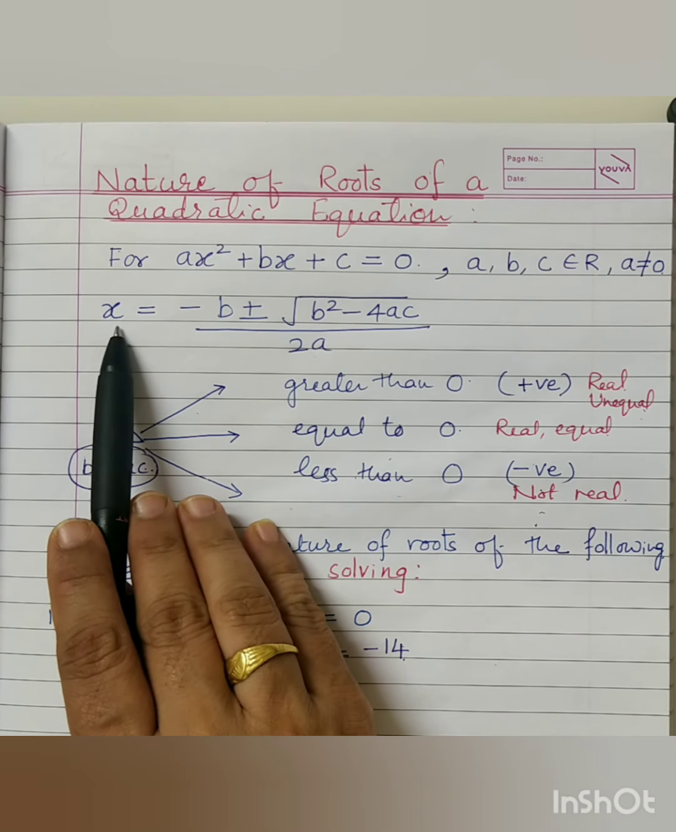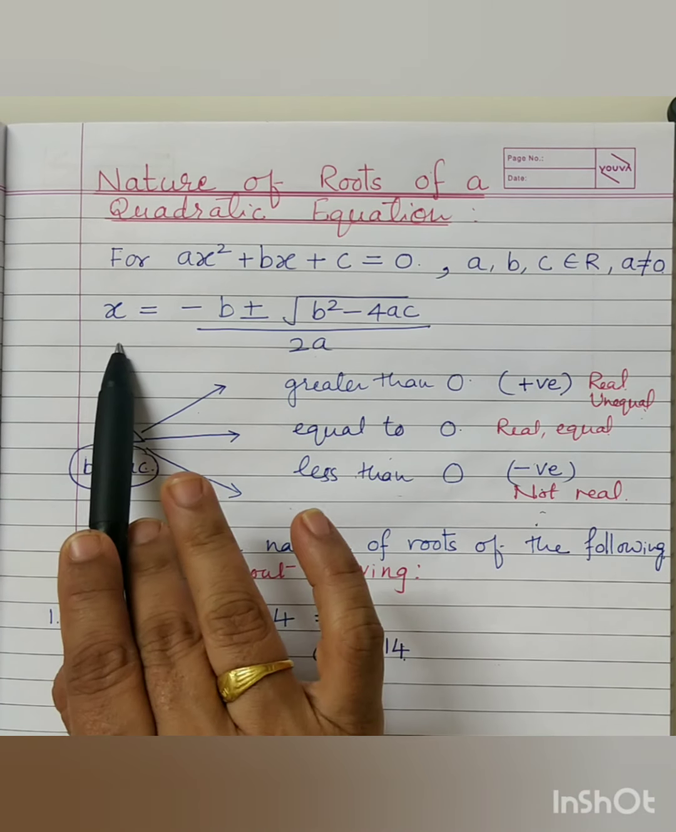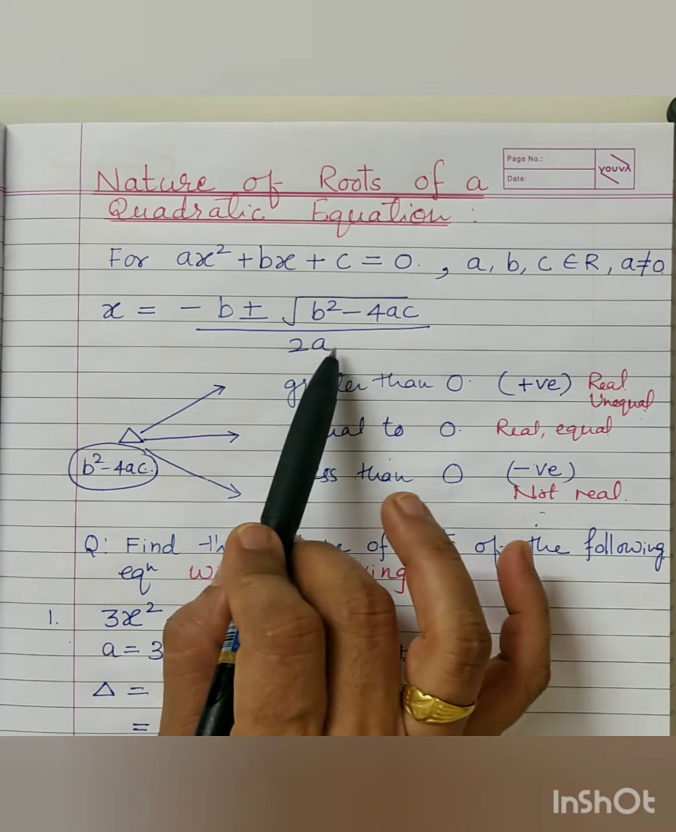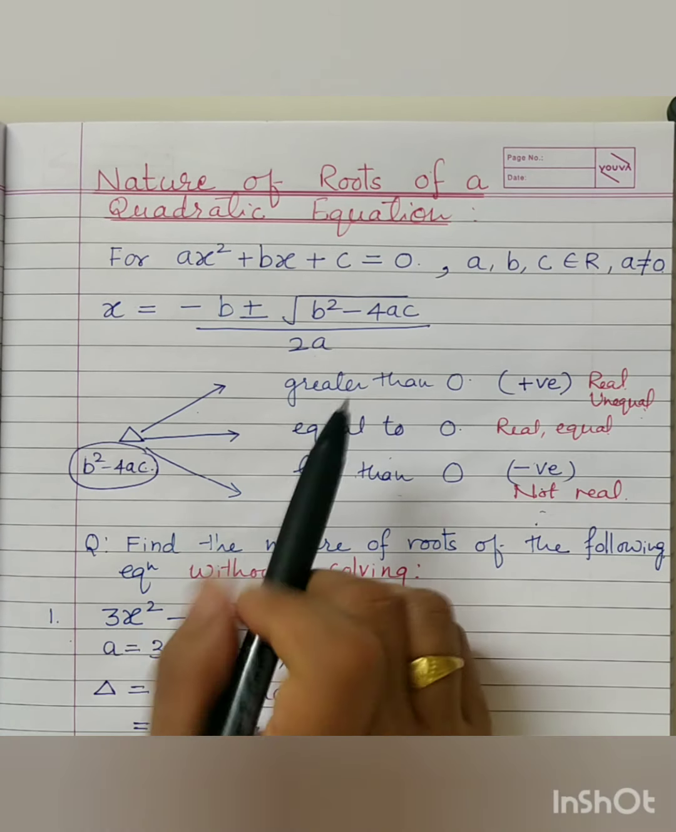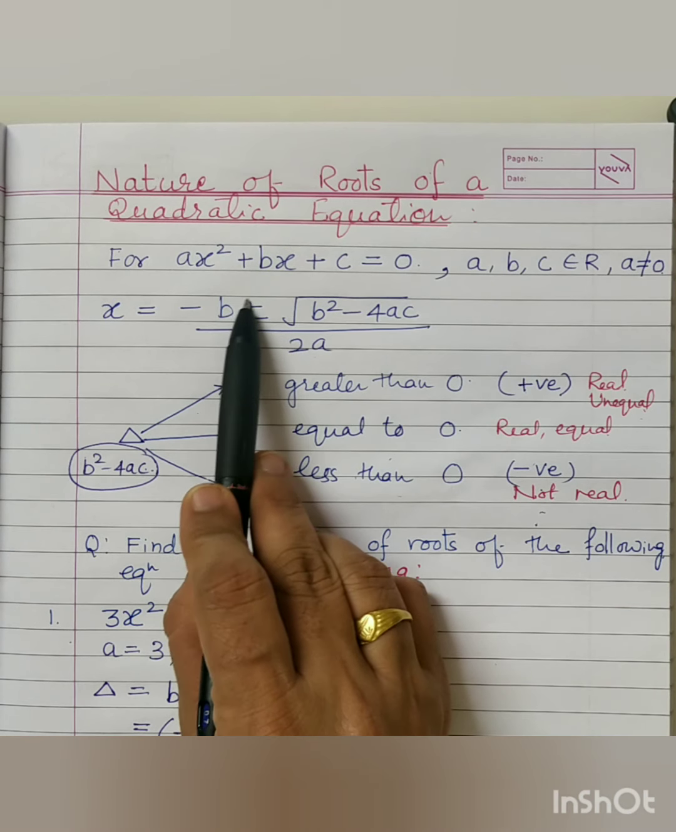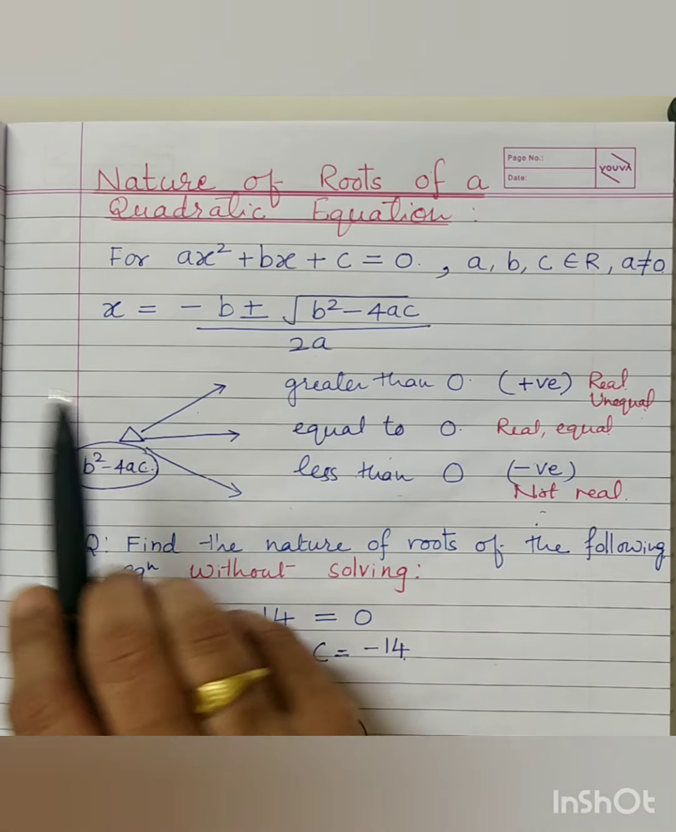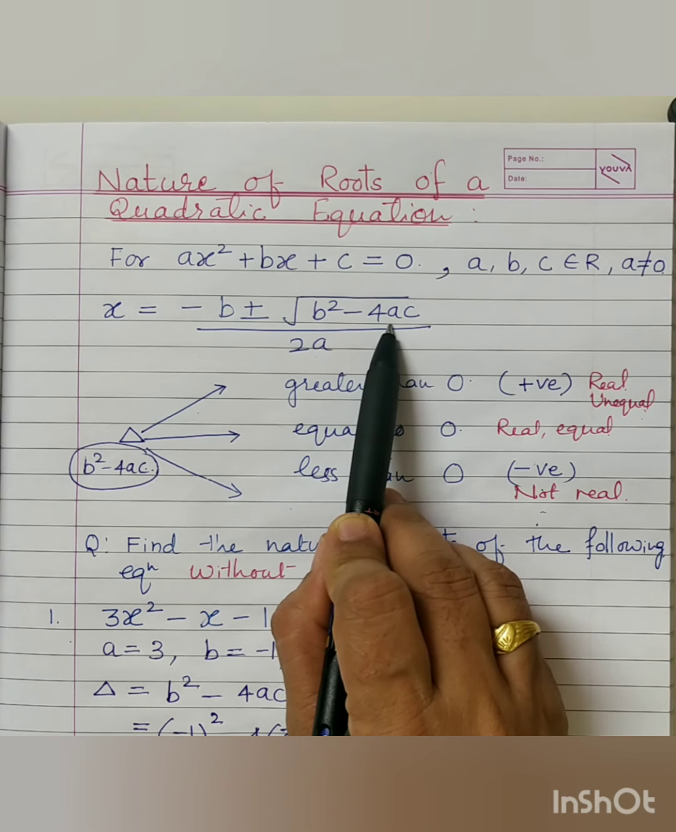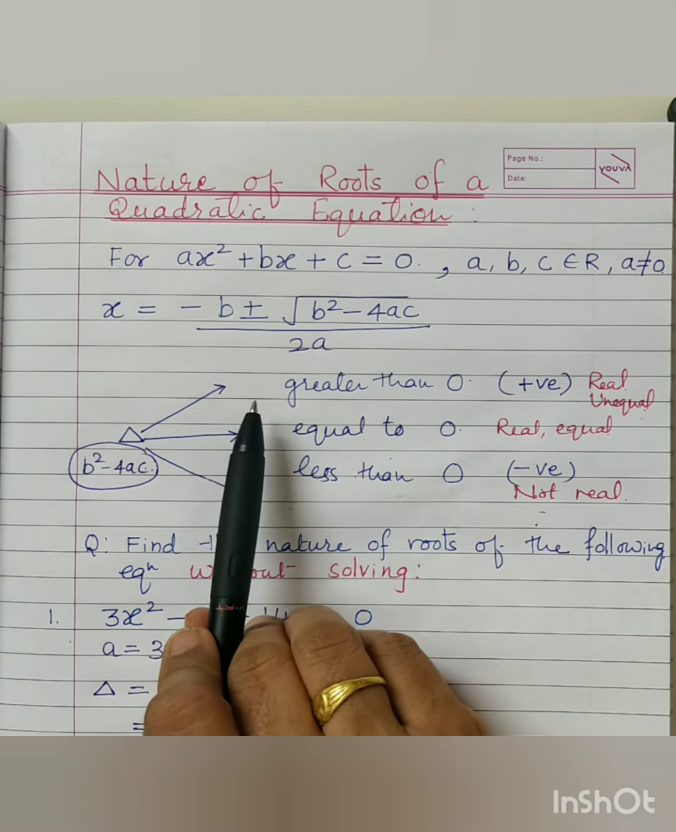And you have studied that using Sridharacharya formula we can find the roots of this equation. x equals minus b plus minus under root b square minus 4ac whole upon 2a. Since you have already studied, you may remember that this plus minus sign plays the important role in getting the two roots. Here the part b square minus 4ac is called the discriminant of the given quadratic equation.